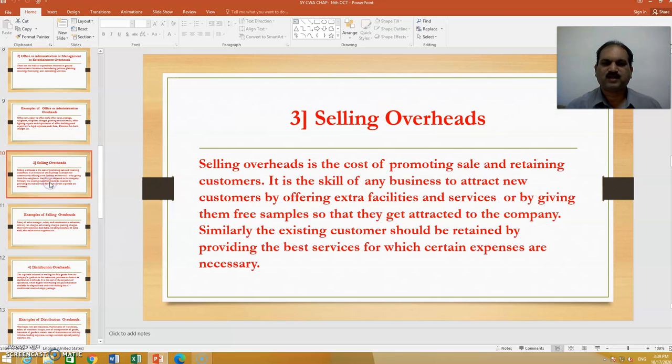Let's see the third part, that is selling overheads. Selling overheads is the cost of promoting sale and retaining customers. It is the skill of any business to attract new customers by offering extra facilities and services or by giving them free samples so that they get attracted to the company. Similarly, the existing customers should be retained by providing the best services for which certain expenses are necessary.